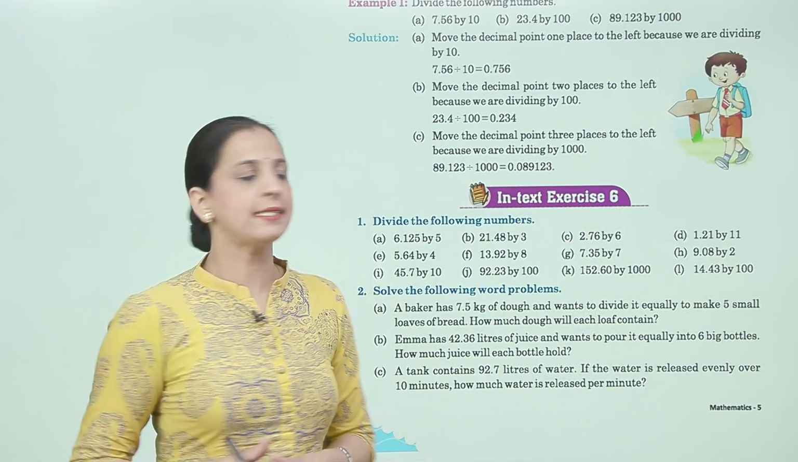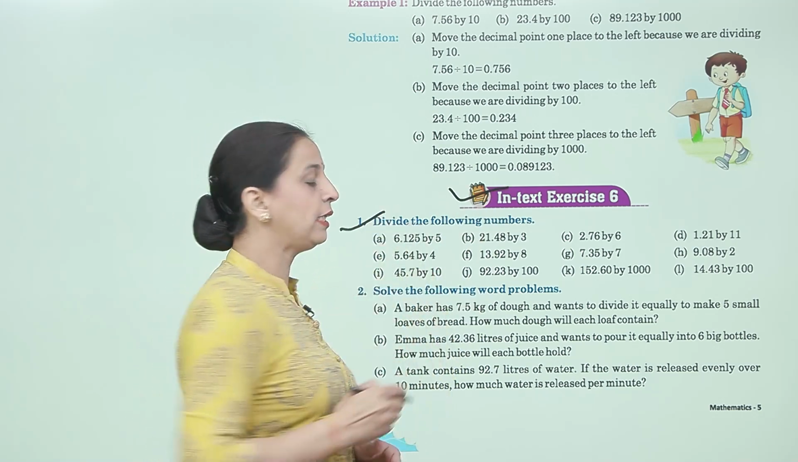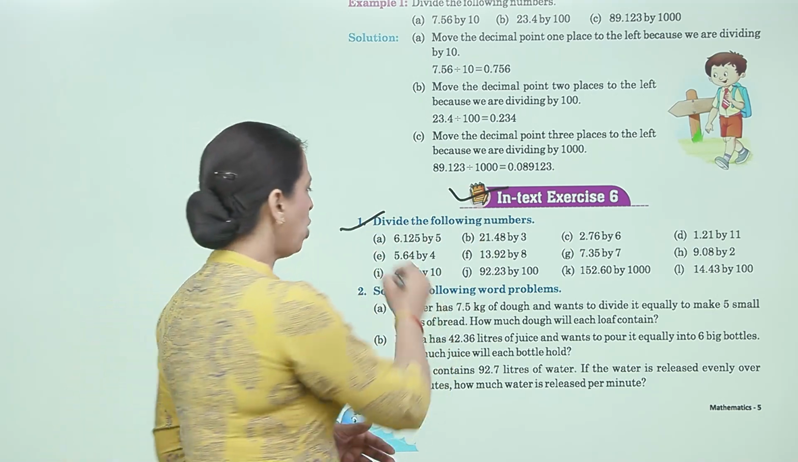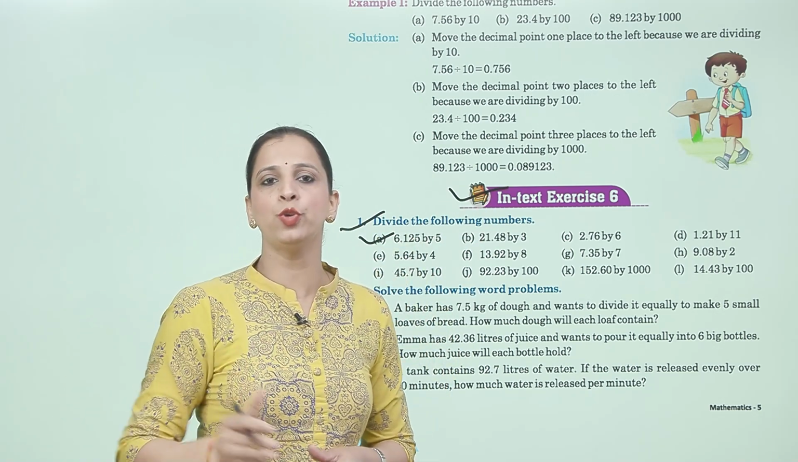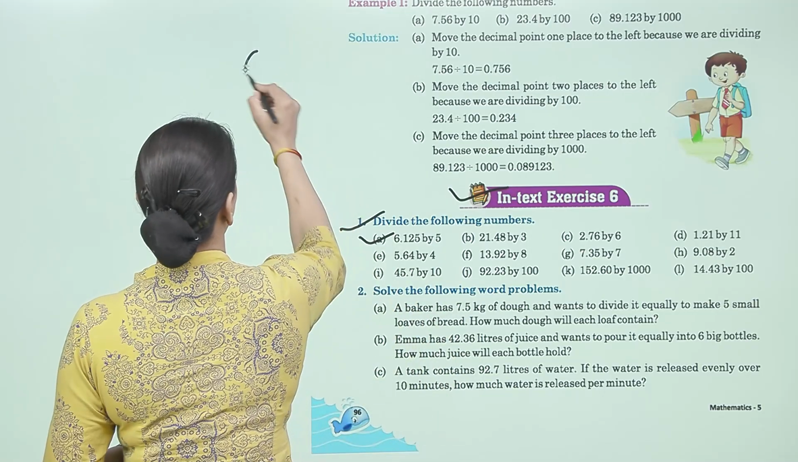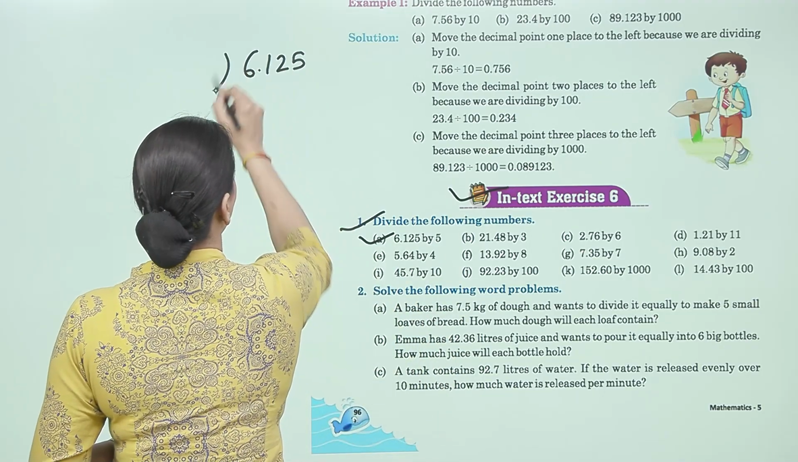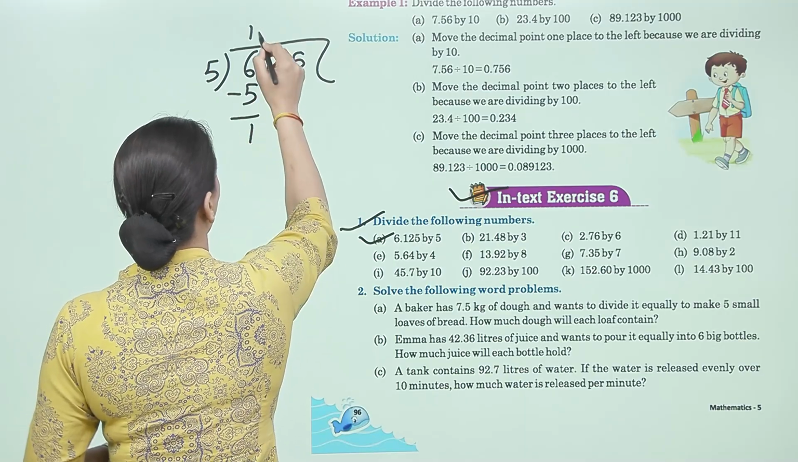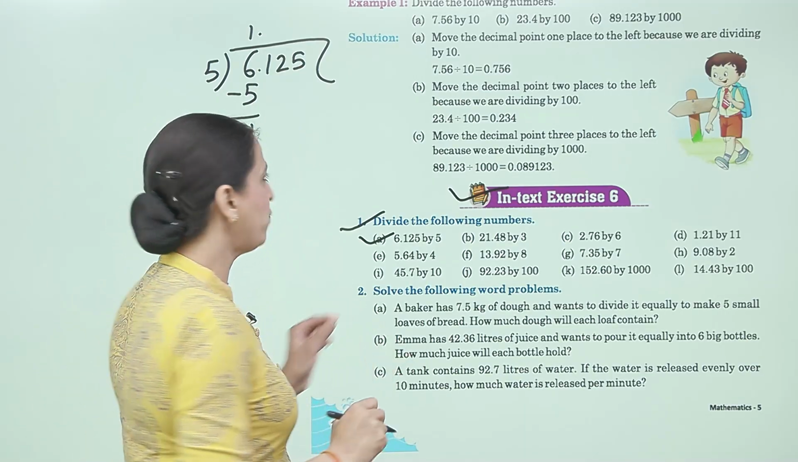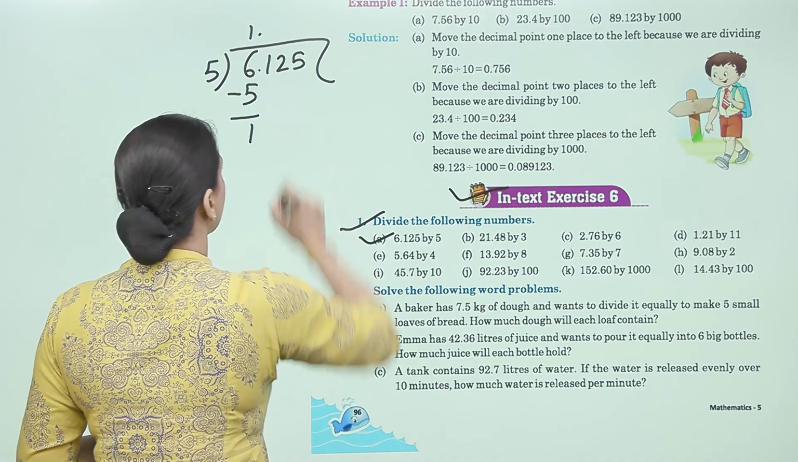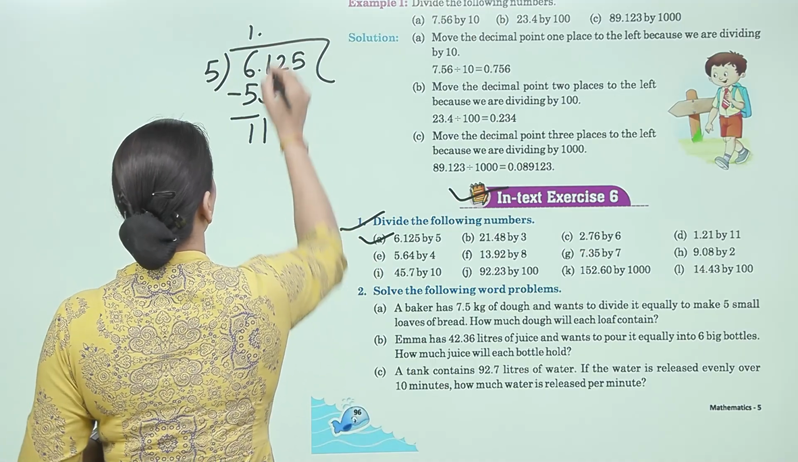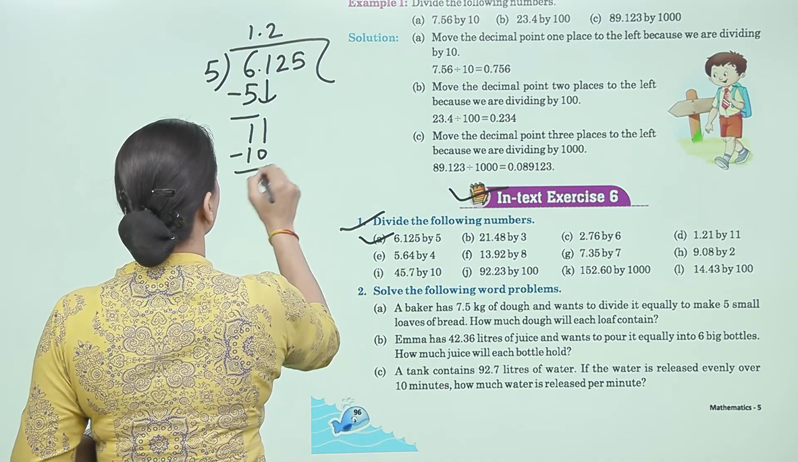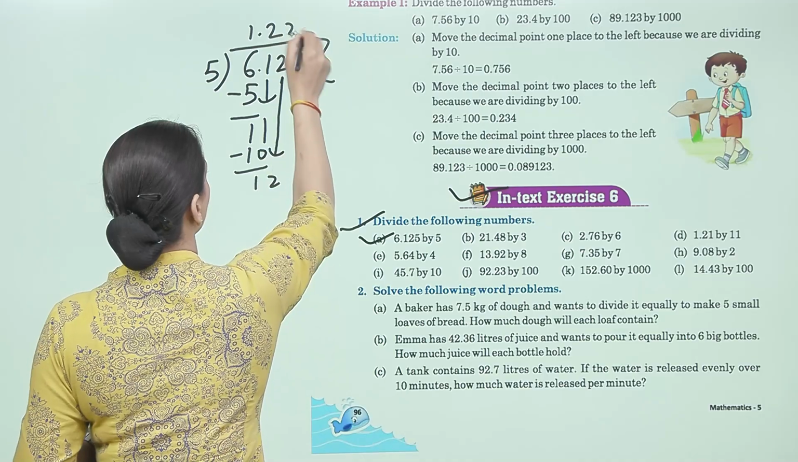Now in textbook exercise 6, question number 1, divide the following numbers. Now A part, 6.125 by 5. Now 5 1s are 5, minus, we get 1. Now we have to bring down 1, but before that there is a decimal, so put the decimal in the quotient. Now bring down 1. 5 2s are 10, minus, 1 brought down 2, 5 2s are 10.